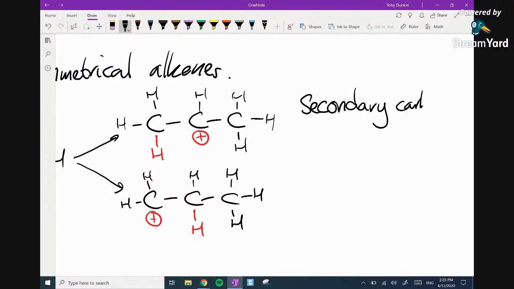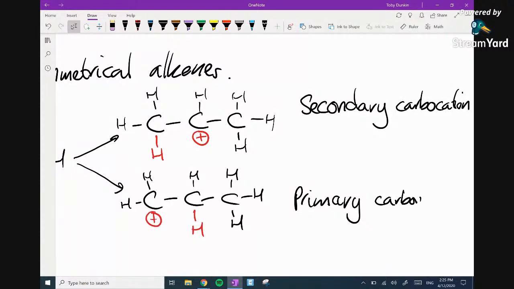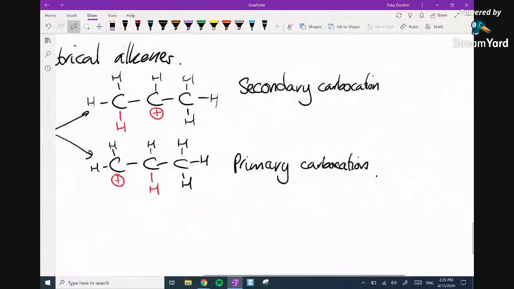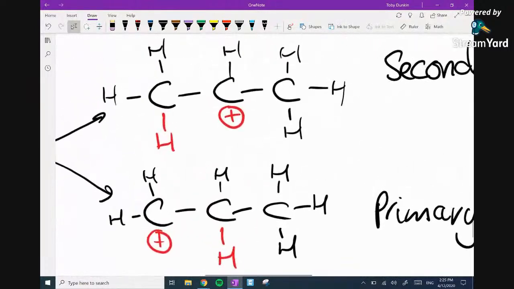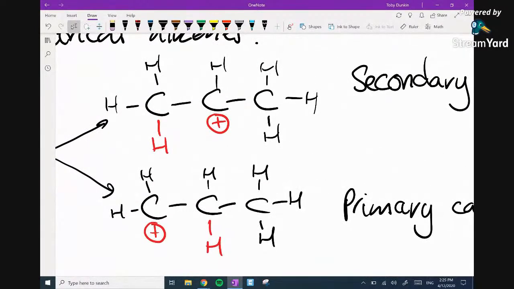Secondary carbocation. And this one's a primary. Now, the whole point of primary, secondary, and tertiary is the idea of what's called the positive inductive effect. So the question is, why do we need to categorize these? Because in reality, they're slightly different. Here's the actual picture.